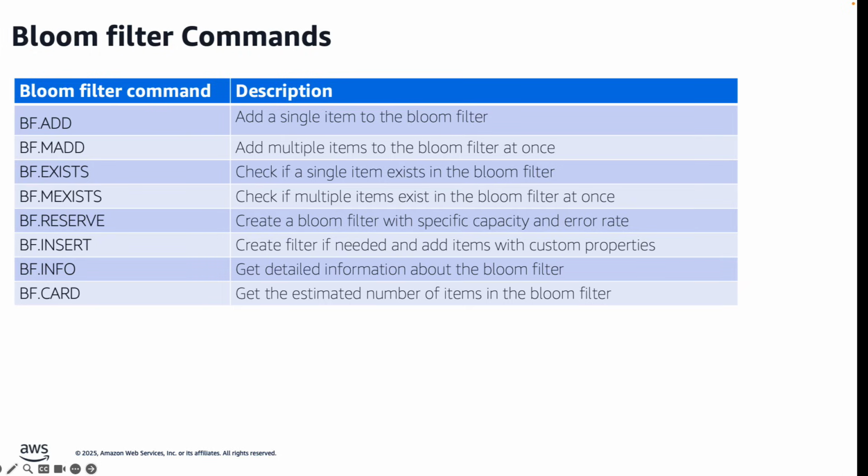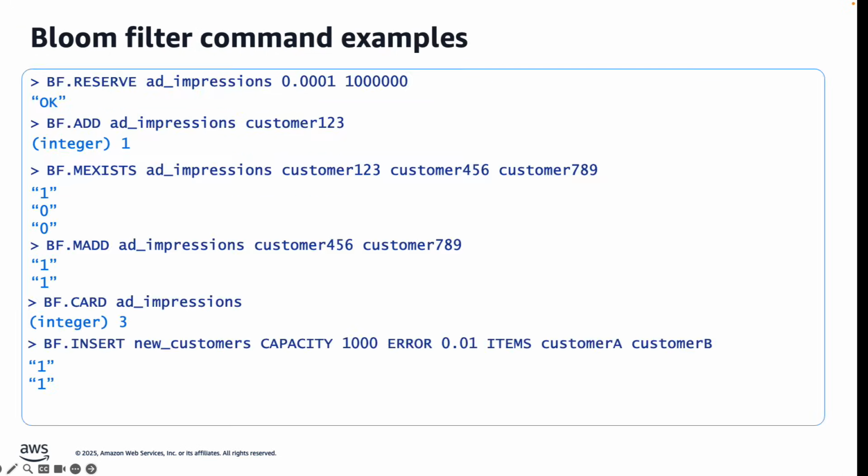bf.card gives you the estimated count of unique items added. Note this is an estimate because Bloom filters don't store the actual items, just bit patterns. The key is choosing the right command for your case: bulk operations for performance, reserve for production setup, and info for monitoring. So bf.reserve is essential for production deployments.